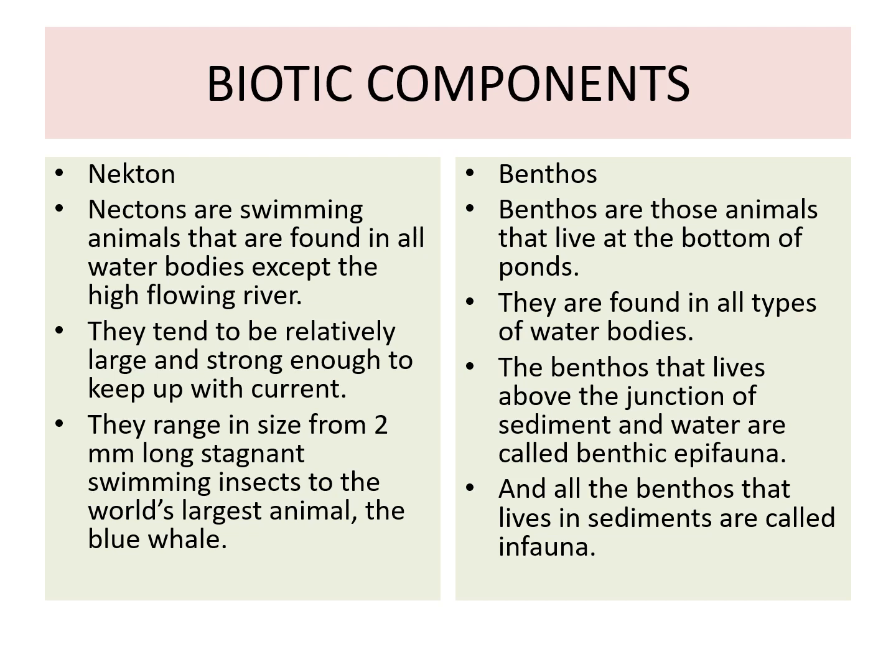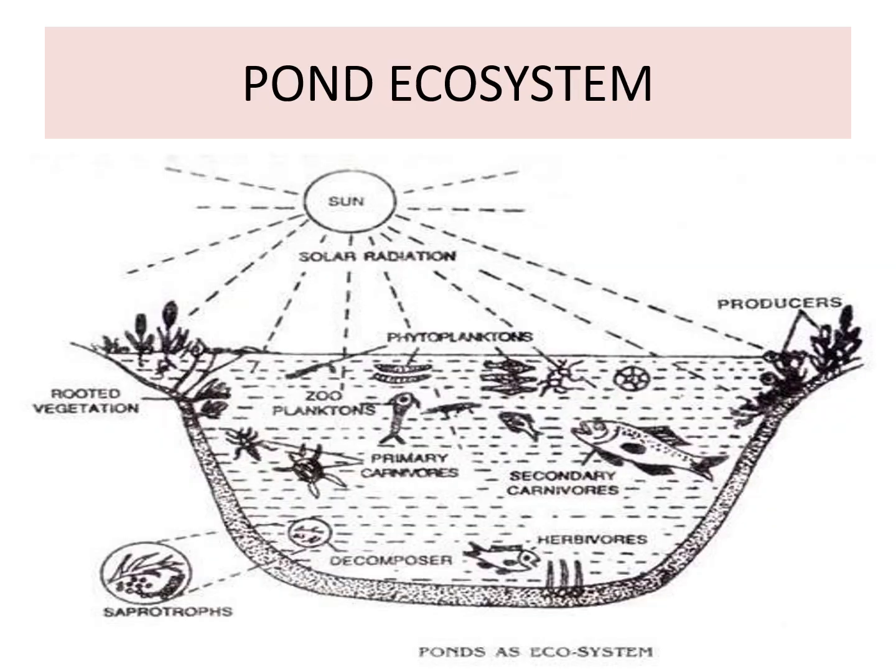Coming to the next term, benthos. Benthos are those animals that live at the bottom of the pond. They are found in all types of water bodies. The benthos that live above the junction of sediment and water are known as benthic epifauna, whereas all the benthos that live in sediments are known as benthic infauna. So these are the few terms which are used for the biotic community.